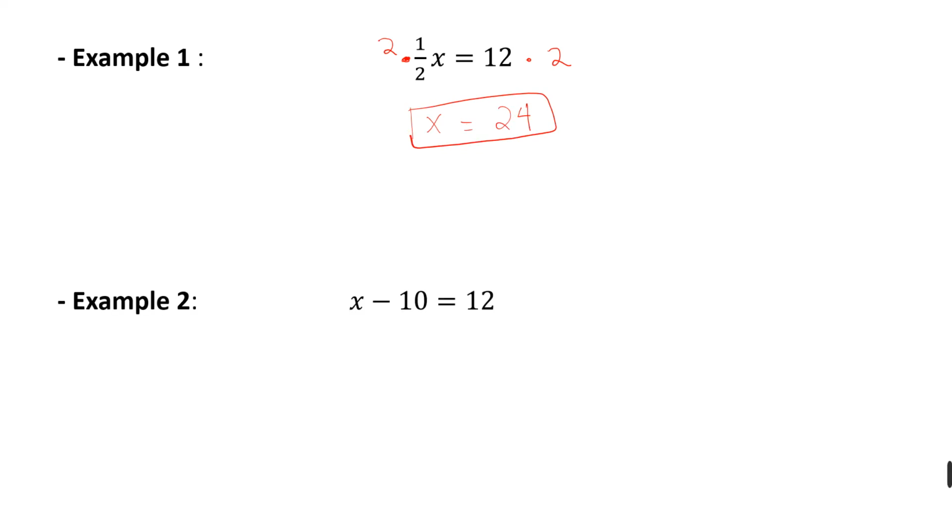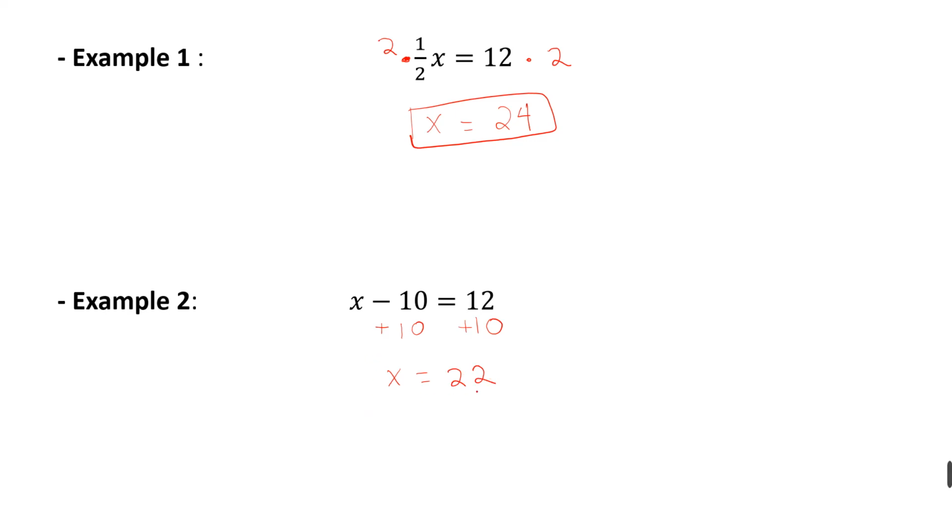Example 2, x minus 10 equals 12. So since the 10 is attached by subtraction, to transform this equation, as the author would say, we're going to have to add 10 to both sides. Whatever you do to one side of the equation, you must do to the other. So the negative 10 and positive 10 will cancel out. 12 plus 10 is 22.